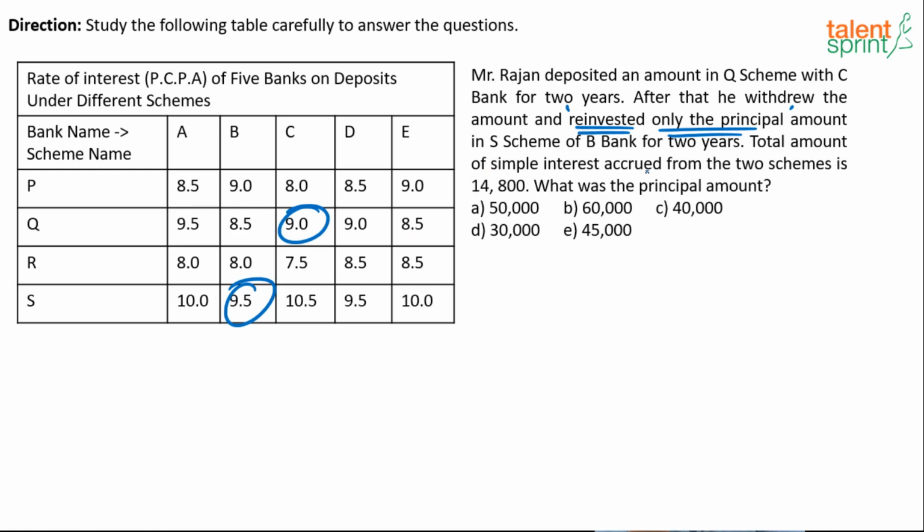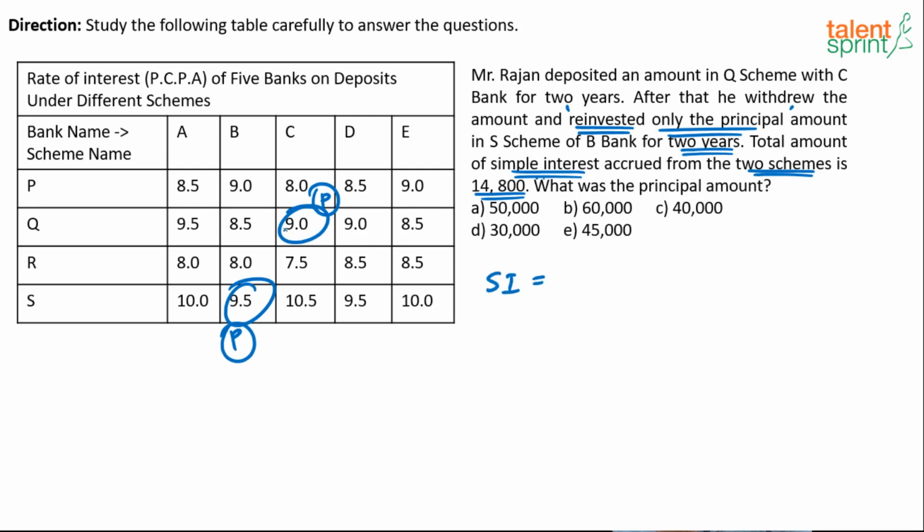Total amount of simple interest accrued from the 2 schemes. So both the schemes were on simple interest. The total interest that he got from both the schemes was 14,800. What was the principal amount? Very, very simple question. Eventually, if you understand what is the principal invested in scheme Q of C bank, P, let's say. What is the principal invested in scheme S of B bank? Same P, because he withdrew the amount and reinvested only the principal. So the same principal was invested in both the banks, in both the schemes, for 2 years, and both are simple interest cases.